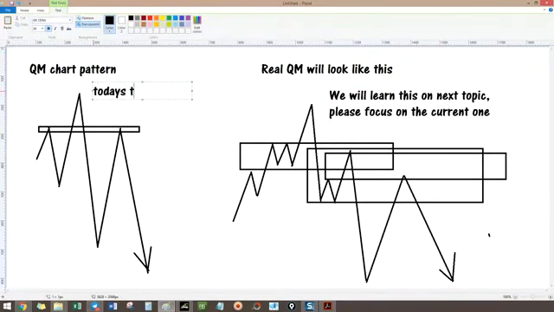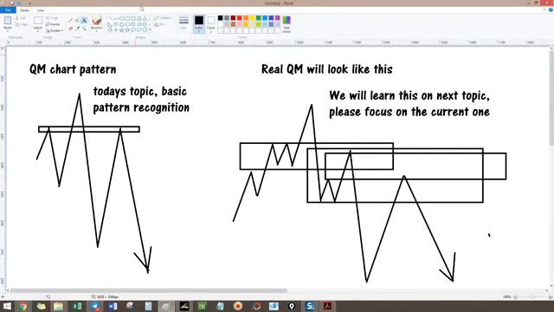Today's topic is pattern recognition. Okay. See the difference? I will teach you, don't worry. But master this first, recognize, and then we will learn about this. Okay, this is something really advanced. But to understand this, you need to master this first. All right.